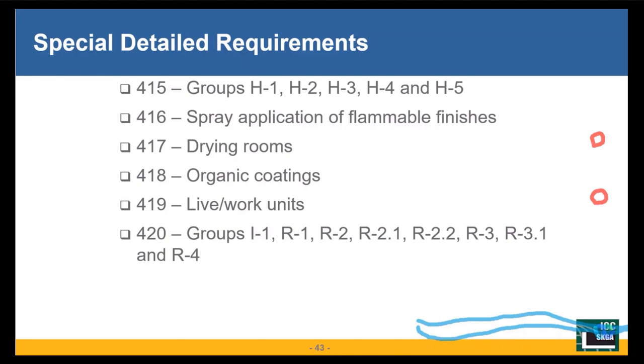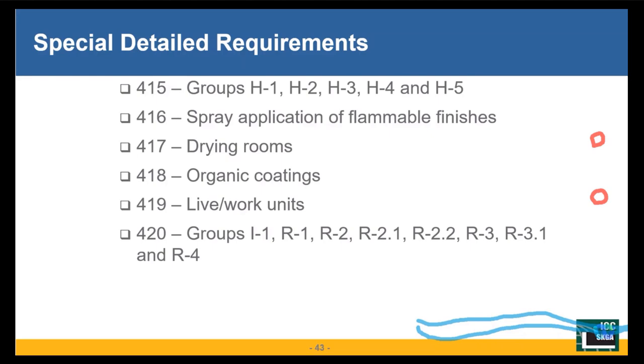415 talks in detail about all these occupancies, H1 through H5. 416 talks about spray application of flammable materials, flammable finishes, and this is very critical in car auto body shops or boats where you have a spray booth. You basically apply flammable paints, varnishes, and so forth. So they must comply with the specific requirements in the building and fire code.